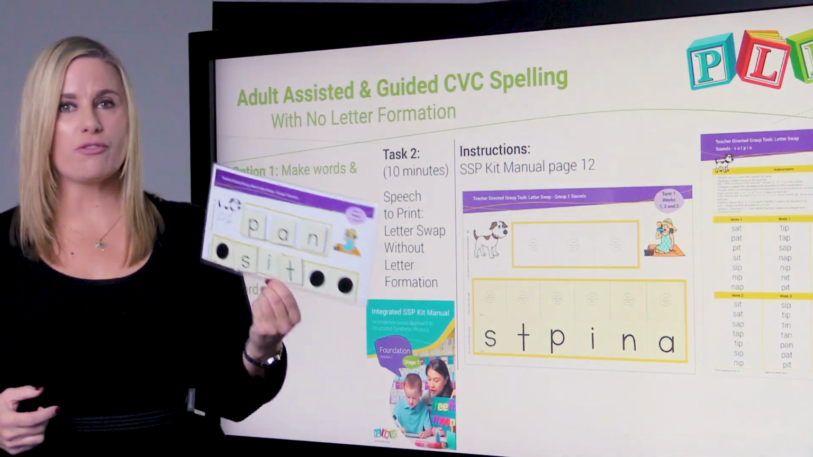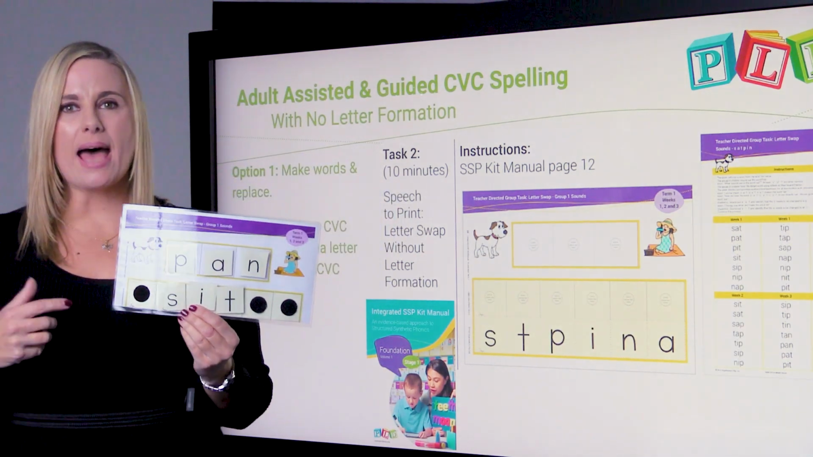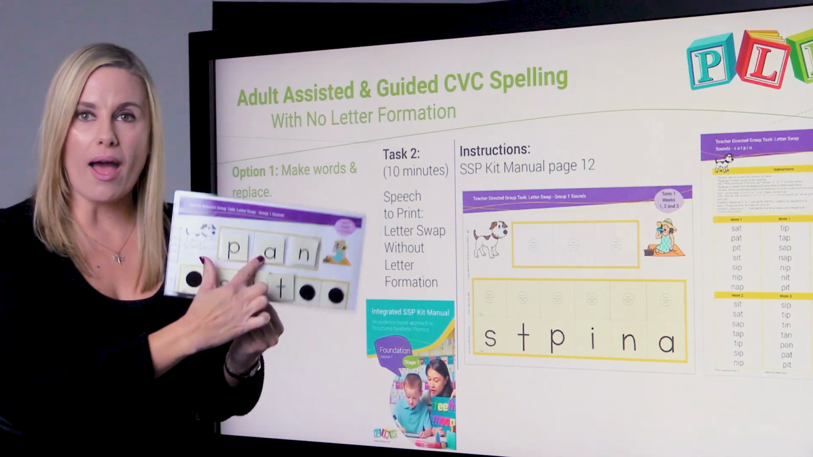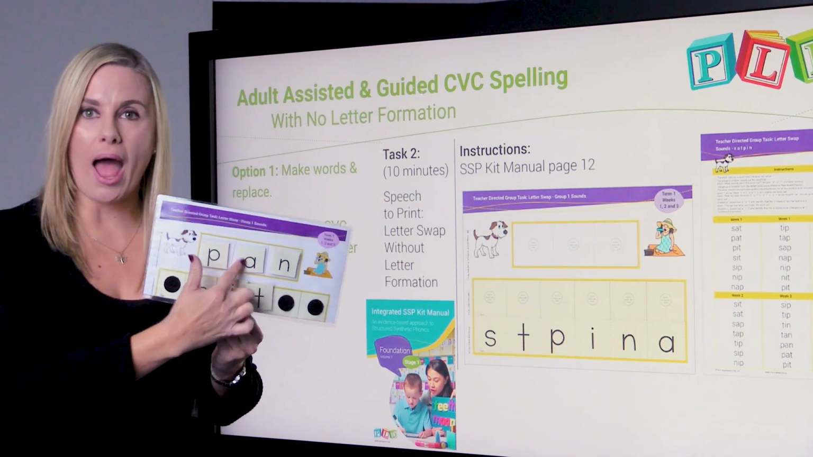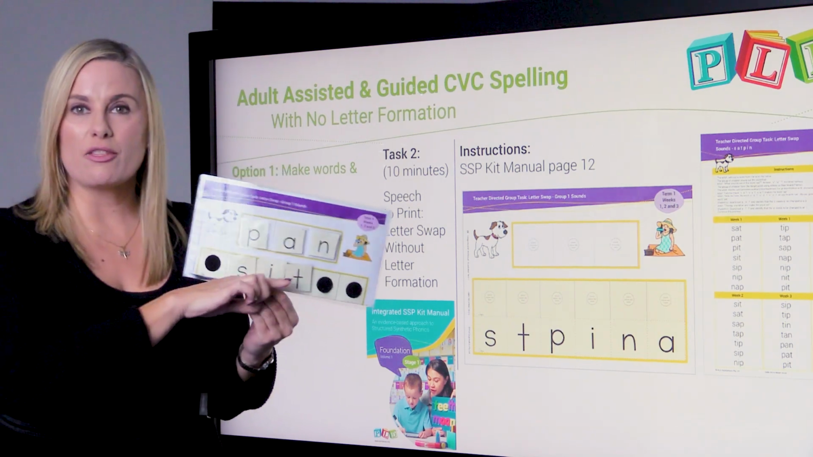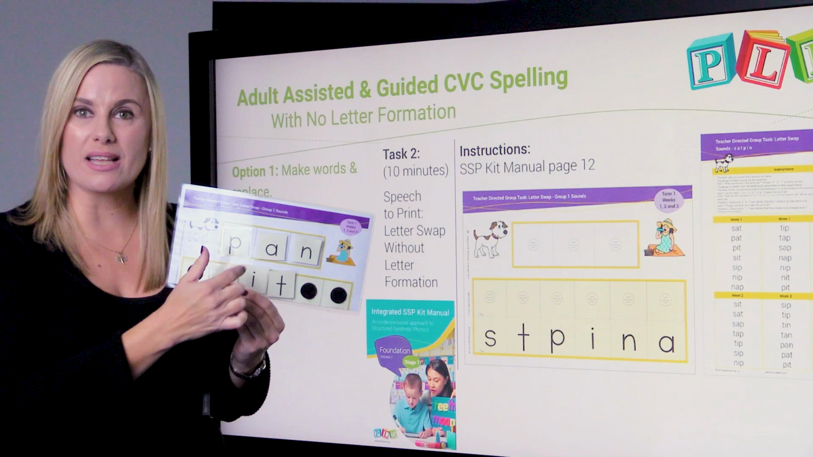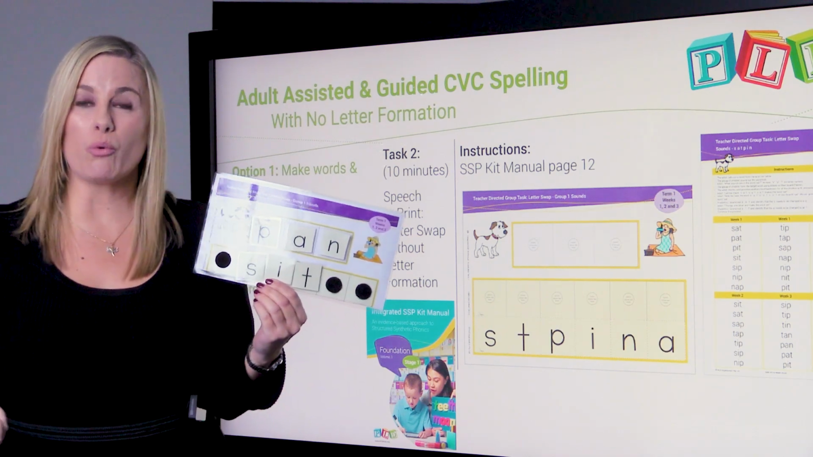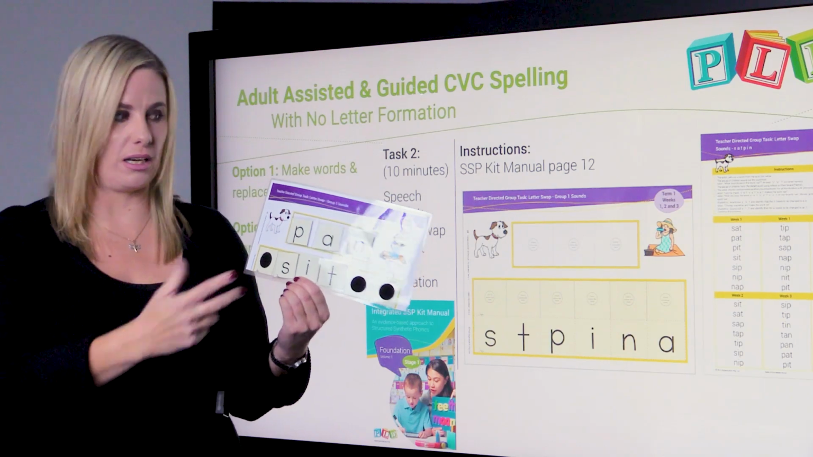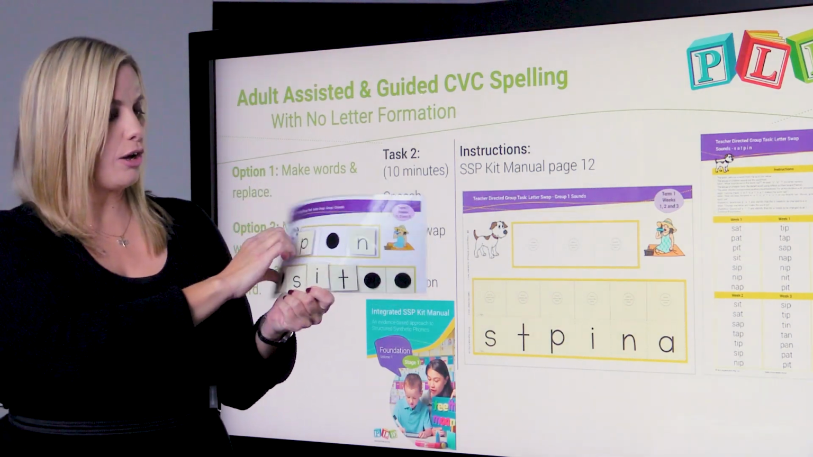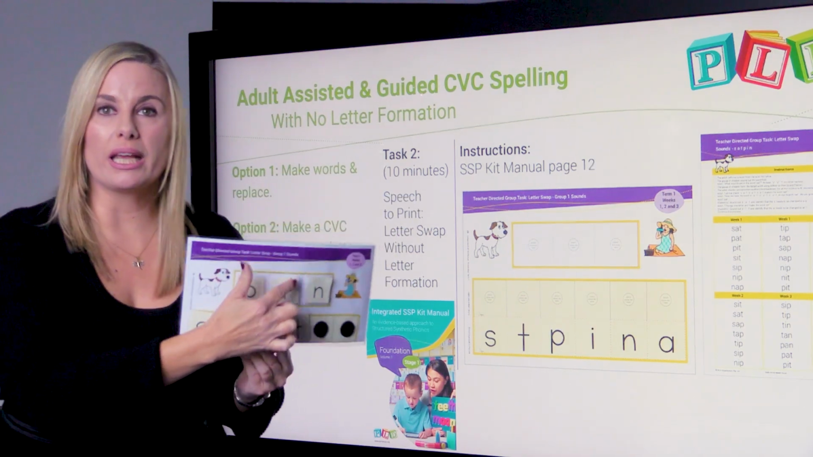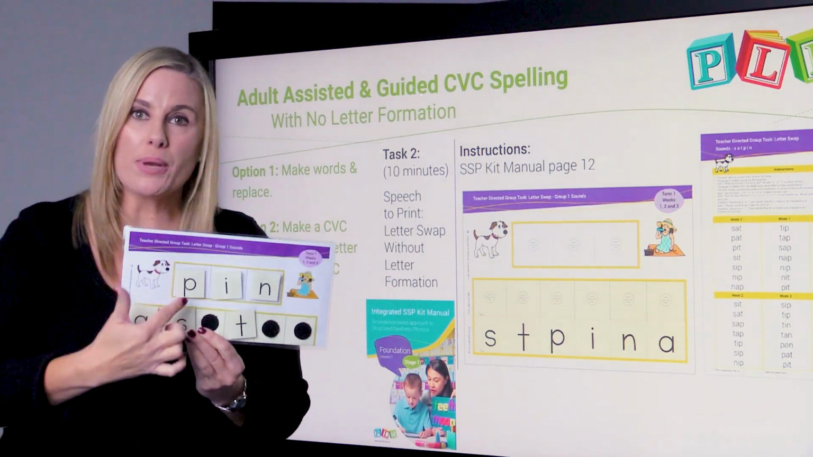Okay, I have the word pan. What are the sounds in the word pan? I have p, a, n, p, a, n, pan. Can you please swap out the medial sound a, the middle sound a? I want you to make for me the word pin. How do I make the word pin? P-I-N. Swap them out. What are my sounds in pin?